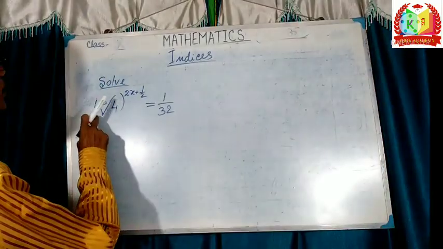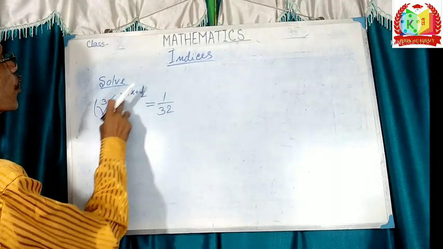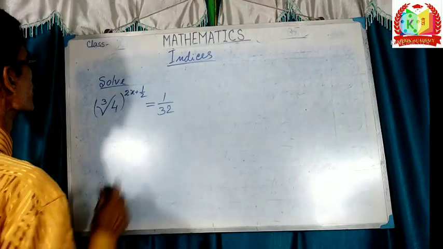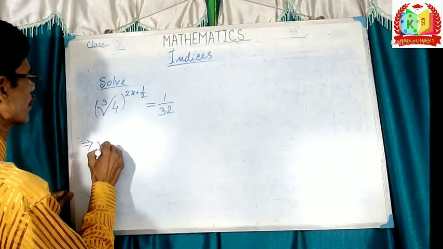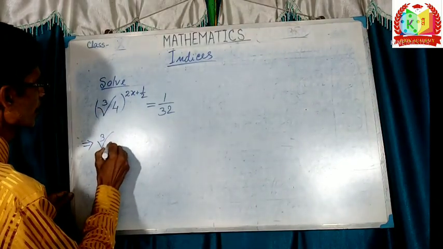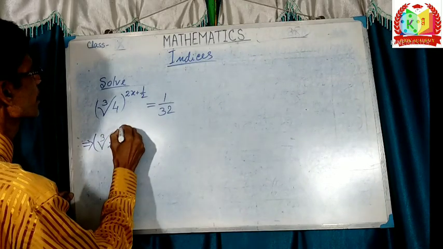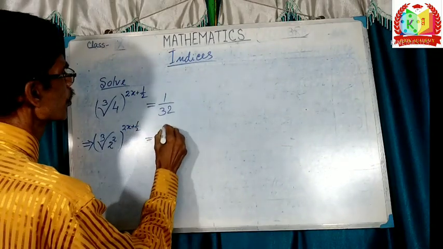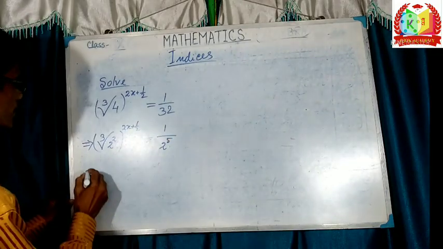Solve. Find the value of x. Here (cube root 4) whole to the power 2x plus 1 by 2 equal to 1 by 32. First, cube root of 4, 4 equal to 2 to the power 2, whole to the power 2x plus half equal to 1 by 32, which is 1 by 2 to the power 5.